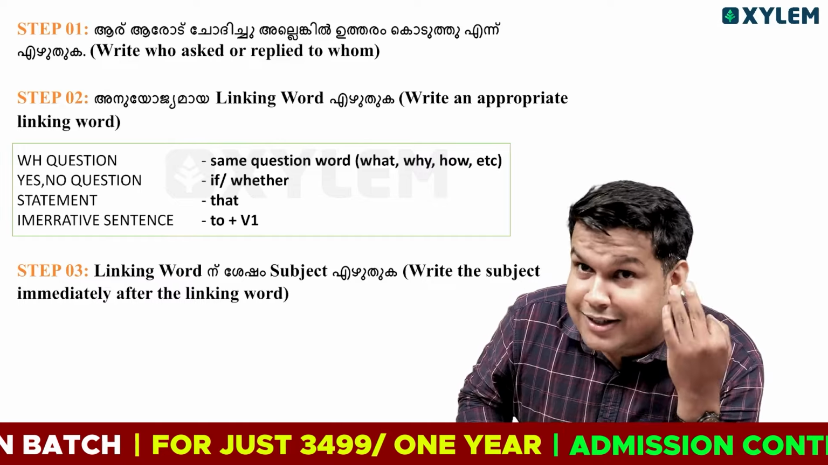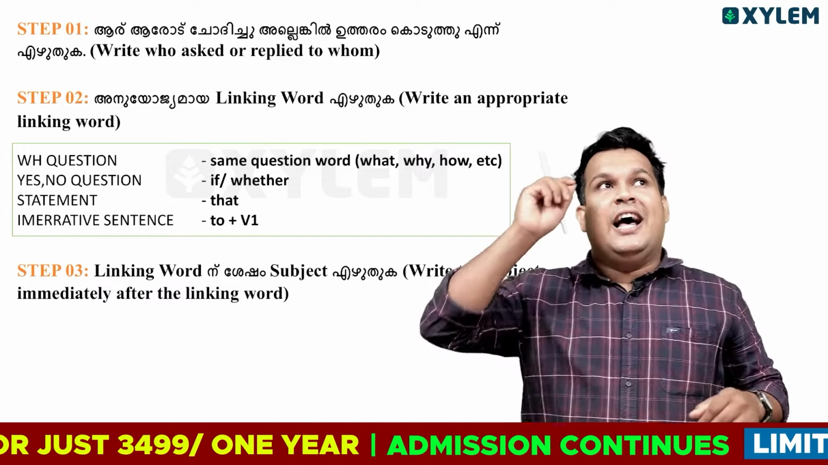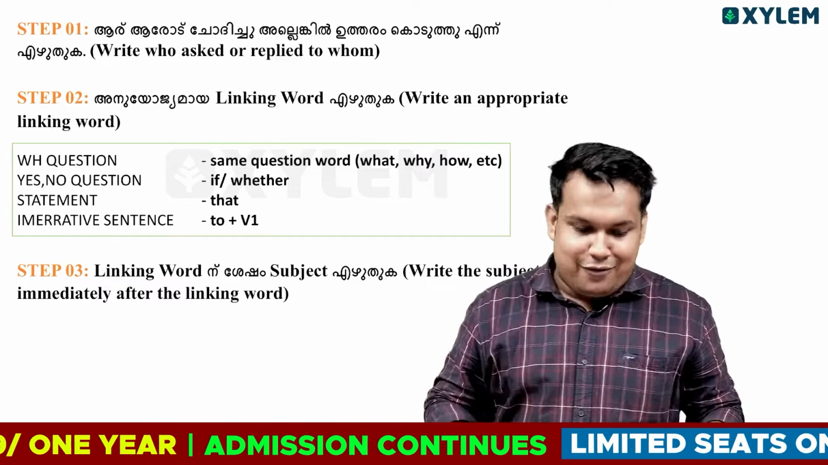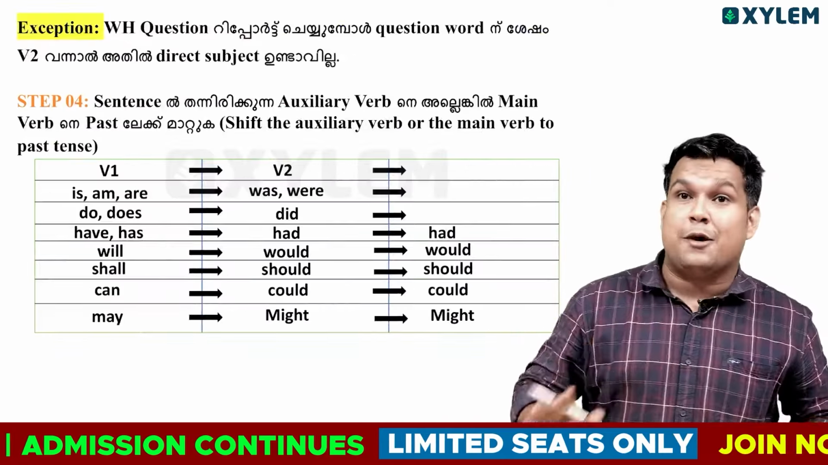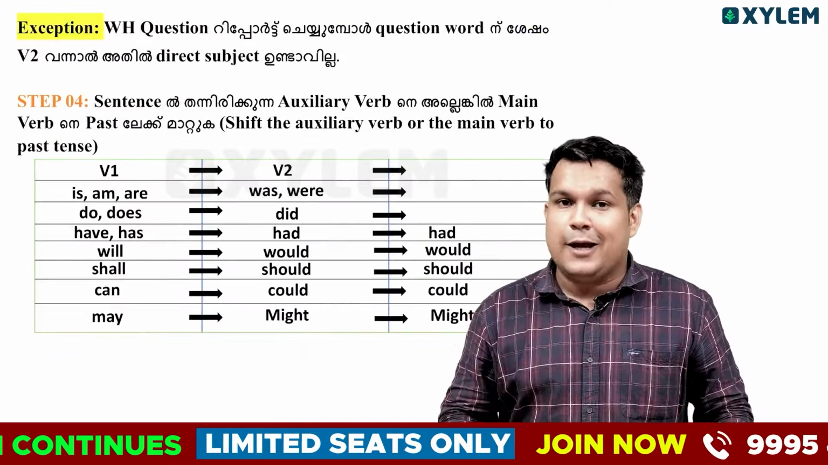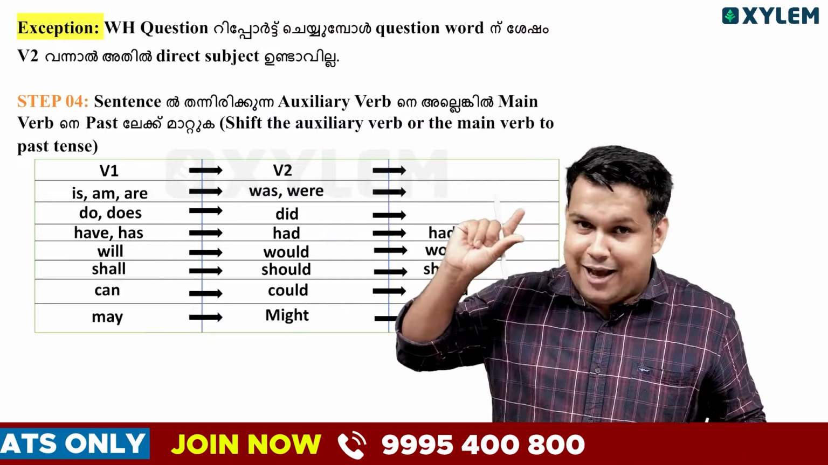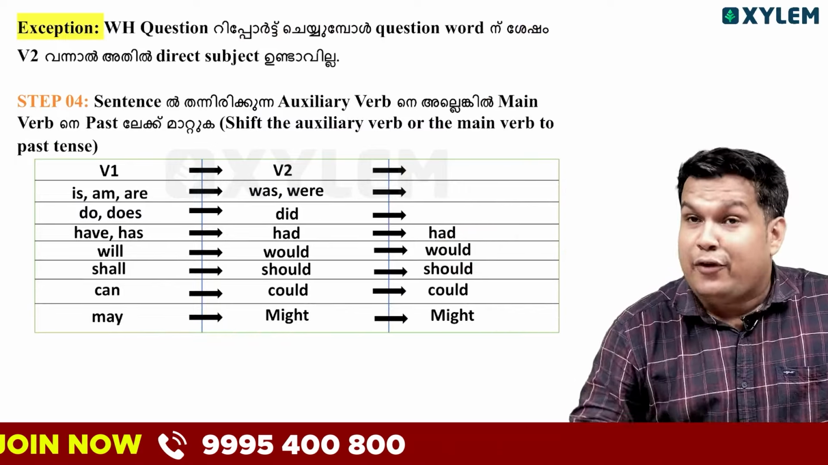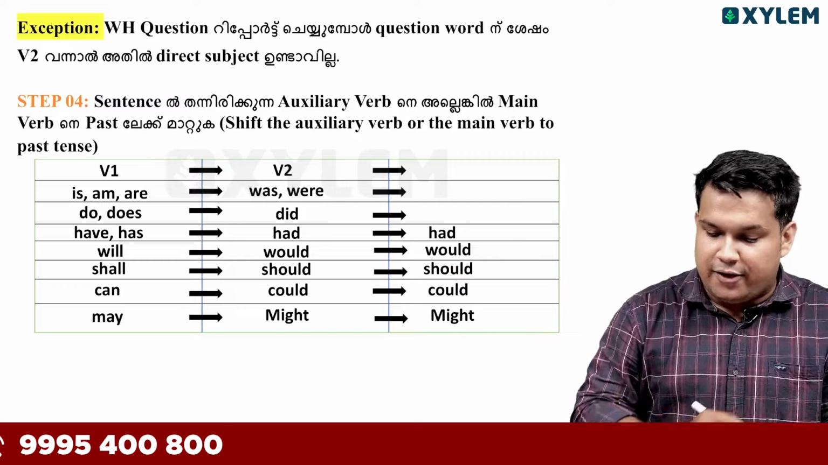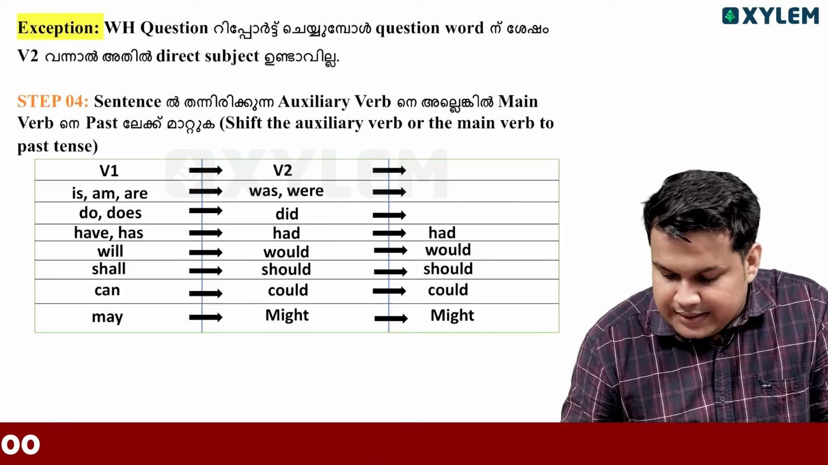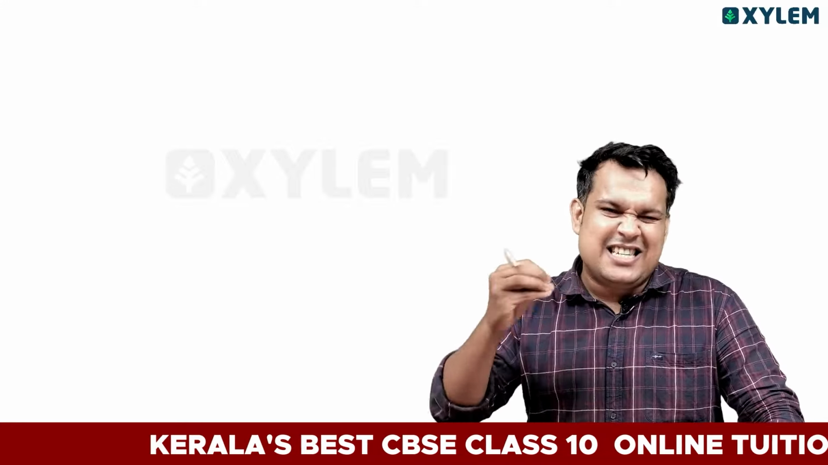So you need to write, the third step is you need to write the subject immediately after the linking word, but there is an exception. Okay, you need to look into that particular area very carefully, because if it is a WH question, and the WH question is followed by a V2 form of the verb, there will be no direct subject.